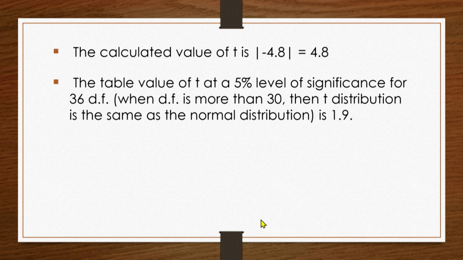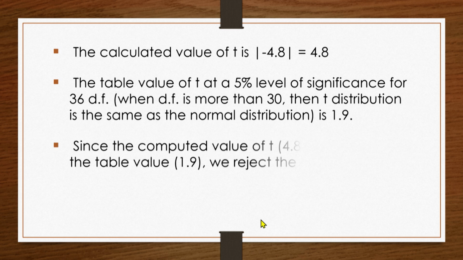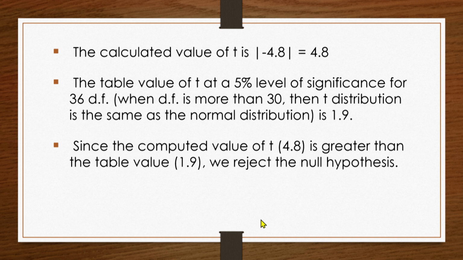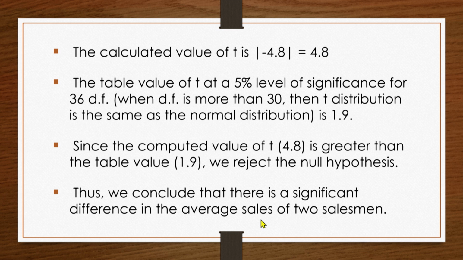Here the table value of T at 5% level of significance for 36 degrees of freedom: when degrees of freedom is more than 30, the T distribution is the same as the normal distribution, that is, the value is obtained as 1.9. Since the computed value of T, 4.8, is greater than the table value 1.9, we reject the null hypothesis. Thus we conclude that there is a significant difference in the average sales of the two salesmen.